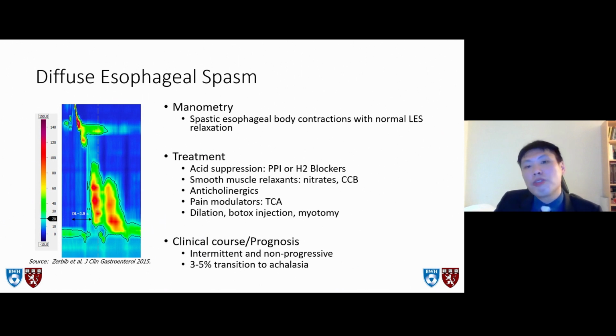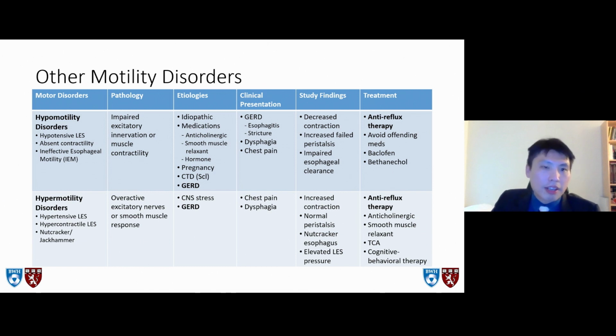The treatment generally involves the use of acid suppression because often reflux can trigger these findings. But in patients who have no reflux, you can think about using smooth muscle relaxants like calcium channel blockers, nitrates, or anticholinergics. Pain modulators may be useful in some patients, and also dilation, Botox, or myotomy in a small number of patients who don't respond to medical therapy. Generally, patients have intermittent symptoms or are non-progressive, but a very small percentage of them can actually progress to achalasia. There's also a table that I'm not going to go over in detail, just a list of some motility disorders classified as either hypermotility or hypomotility disorders.